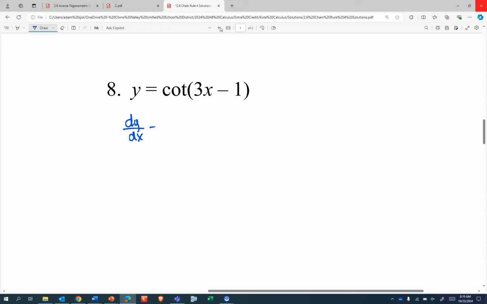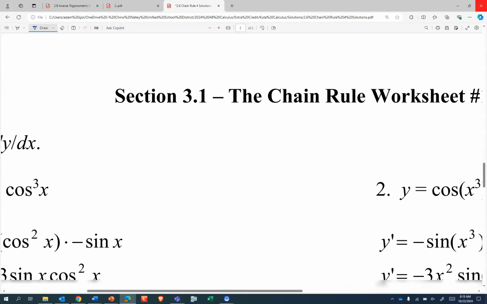The derivative of cotangent of something is negative, leave a space for my chain rule, negative cosecant squared of that same something. That something is 3x minus 1, which has a rate of change of 3. Is that it? It is!